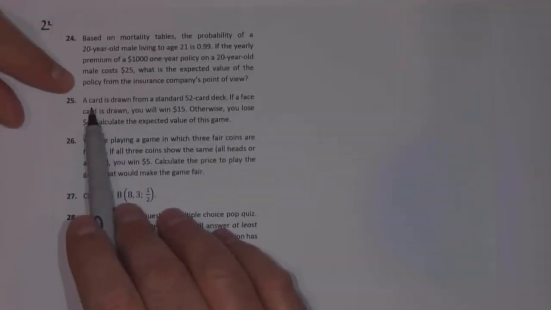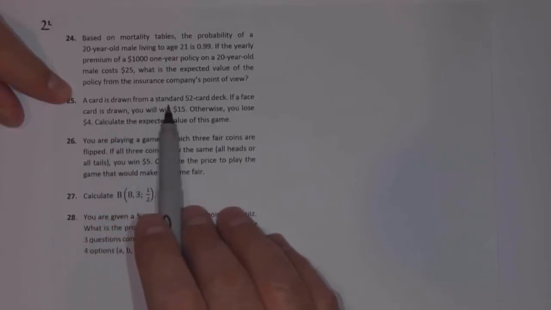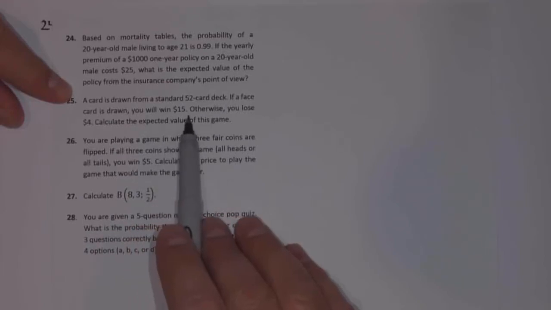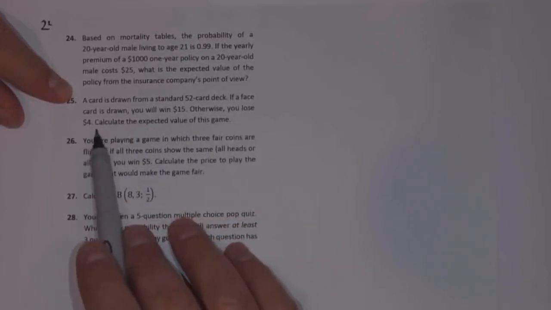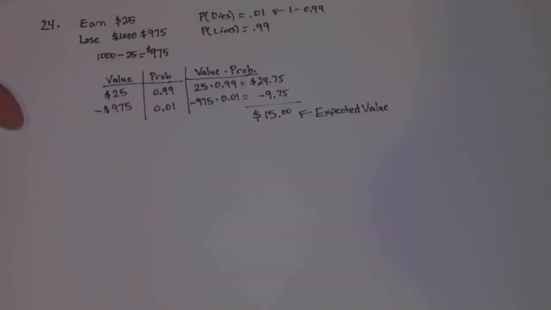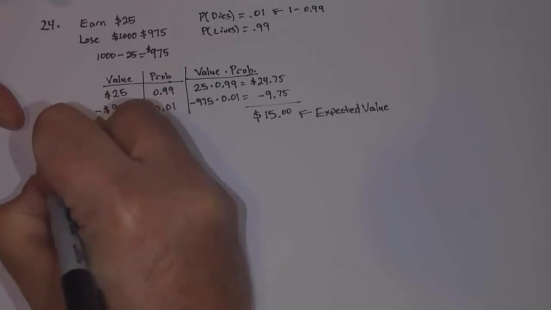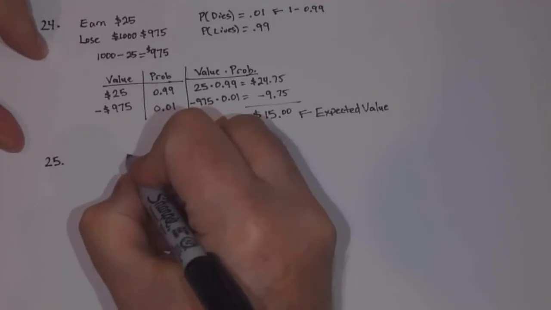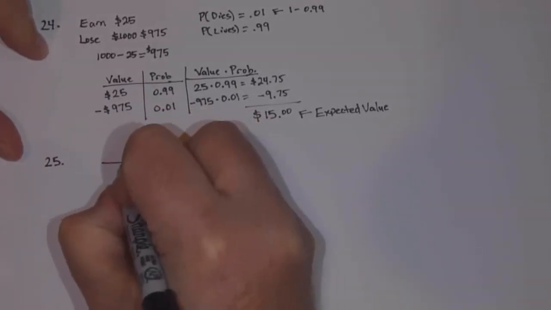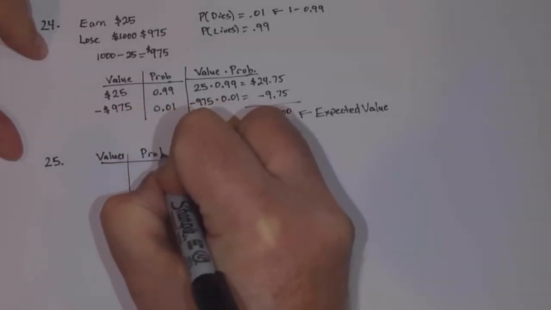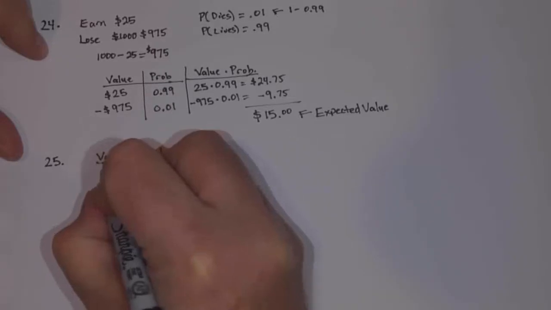Okay? Now let's take a look at number 25. A card is drawn from a standard 52 card deck. If a face card is drawn, you will win $15. Otherwise, you will lose $5. Calculate the expected value of this game. So again, this is just another example of an expected value problem. Okay. So I'm going to make a table of the values and the probabilities associated with those values.